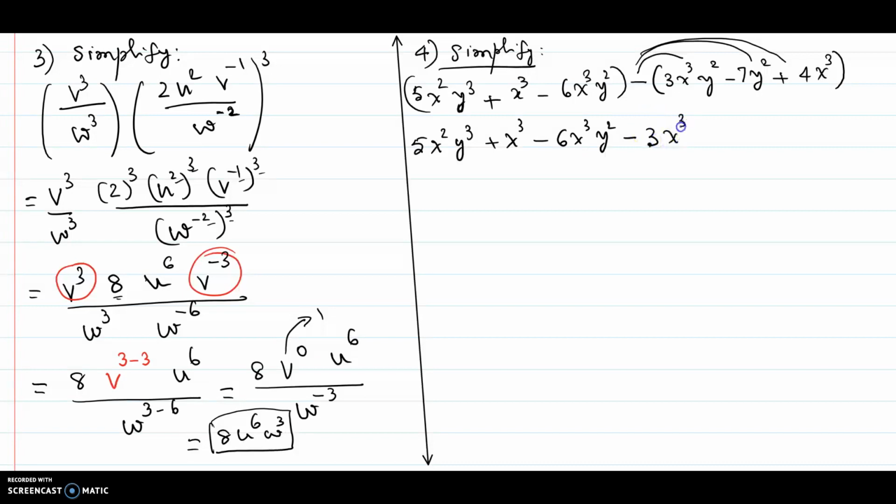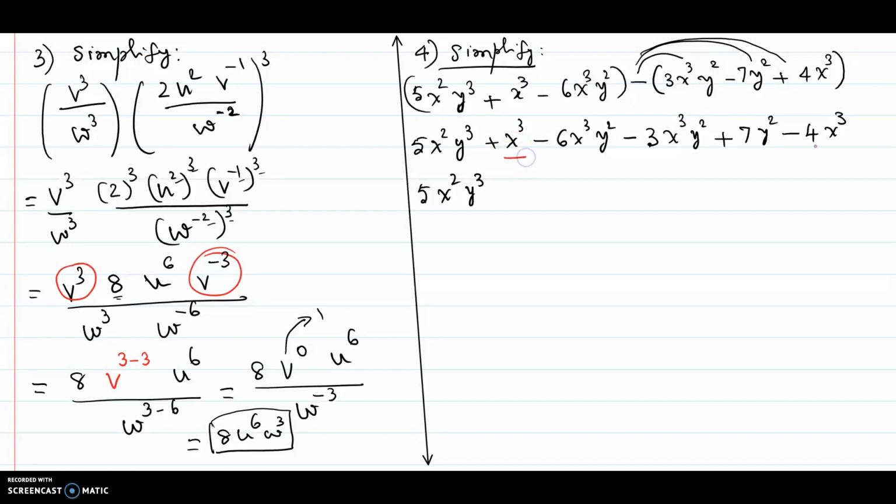So negative 3x cube y square and negative makes it positive. So 7y square. Negative and positive will make it negative. That will become negative 4x cube. Now we have to combine the like terms. So it is x square y cube. There is no other x square y cube term. So keep it as is.